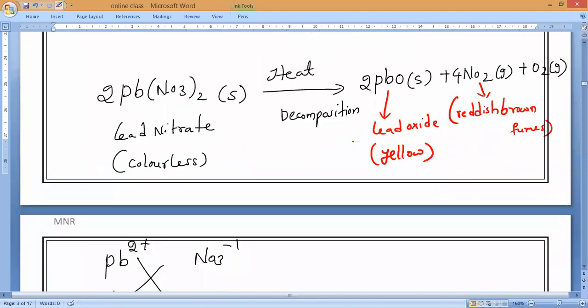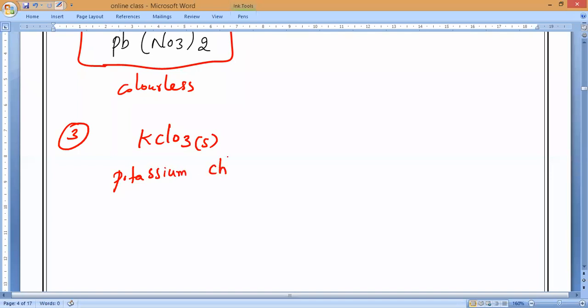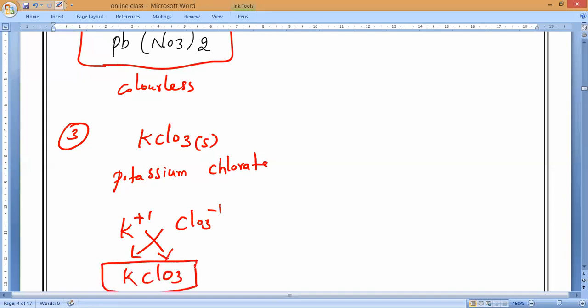So this is the second example. Any doubt, guys? Clear? Next example: potassium chlorate. Already I taught you this example also. Potassium chlorate, what is the formula? Third example. Potassium chlorate is KClO3. Please learn the formulas. K plus 1 and chlorate ClO3 minus 1. So if you exchange, what will come, guys? KClO3. Clear, everybody?